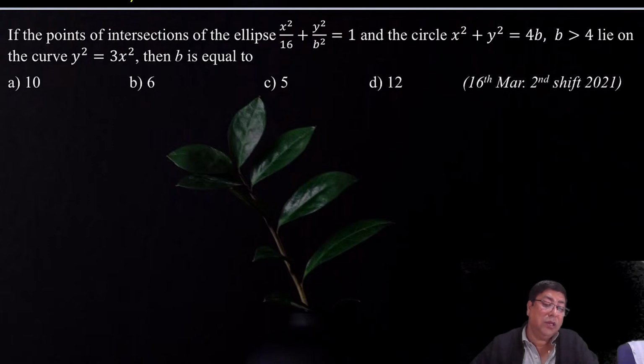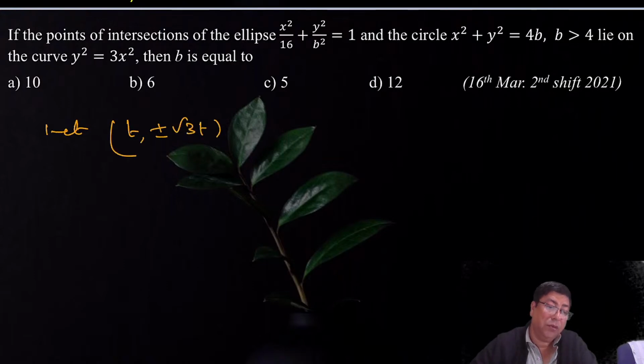If the points of intersection of the ellipse and the circle lie on the curve y square equal to 3x square, then let t comma plus minus root 3t be the point of intersection.